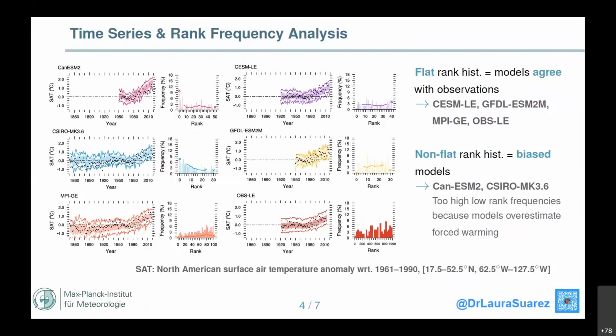And this is not so true for large ensembles from models such as CanESM and CSIRO. For these two models, you see that they don't have a flat histogram, but rather sloped, with too high rank 0 frequencies, meaning that observations tend to occur in the lower half of the ensemble spread or even below the ensemble minimum, because these models overestimate forced warming in this region. And this is only one type of bias that the rank histogram can highlight. Depending on its shape, it might highlight others that do not occur in this case, and I'm happy to discuss later.